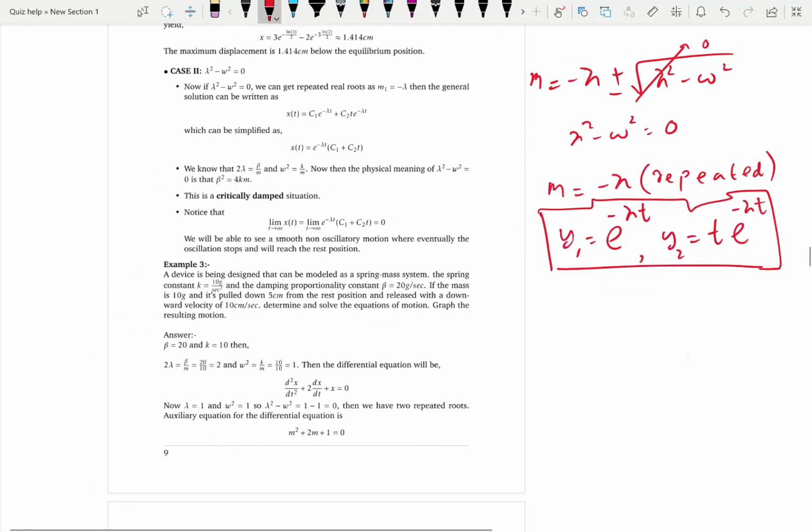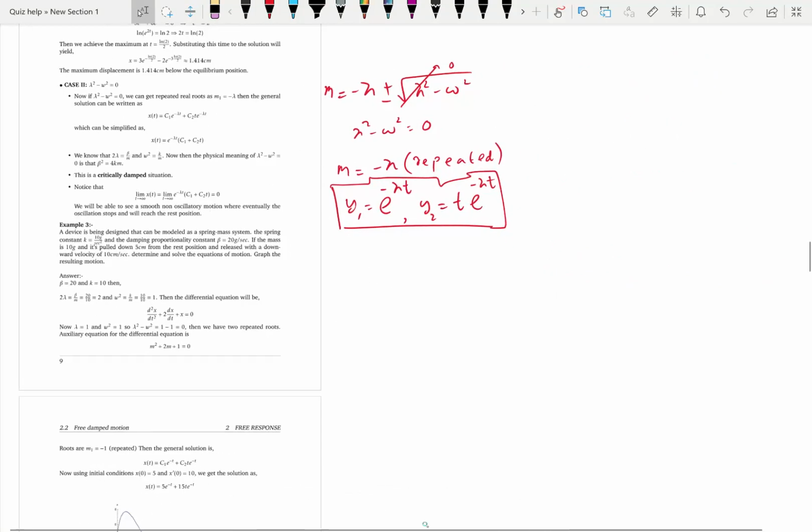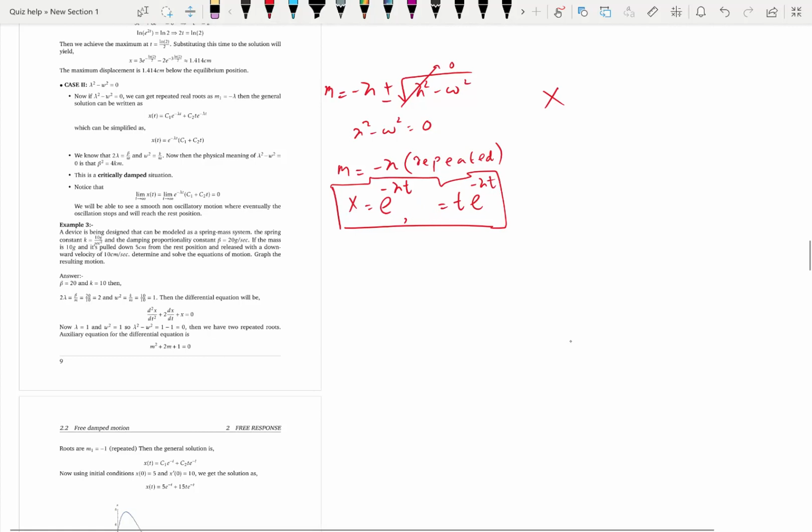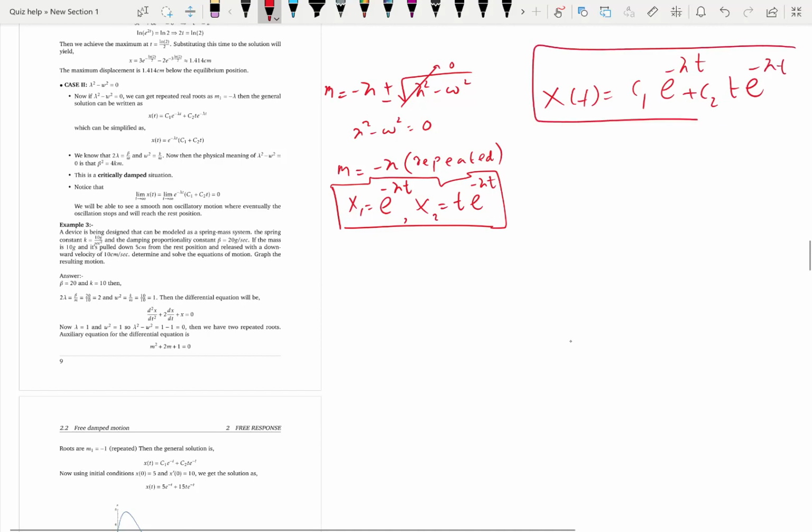Okay, so then the general solution we can write as a, no, not the y, right? So see, I didn't do the transition properly. So it's x1 and x2, the fundamental set of solutions. Anyway, so the solution is actually c1 e to the negative lambda t plus c2 t e to the negative lambda t, right? Okay, so this is the solution.